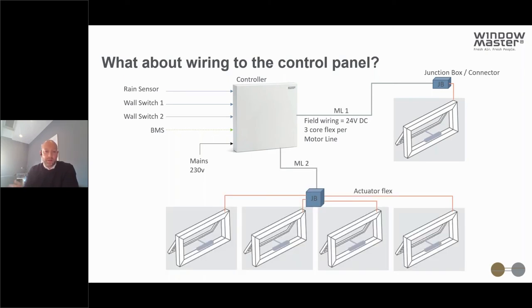As we start to get onto larger systems, which have got more than one group of windows that need to be controlled, there'll be multiple motor lines. And perhaps if you've got a group of windows that you want to control together, then you can have a number of actuators wired back into a local junction box, and then a single flex back for that motor line back to the controller. And those windows would then be operated as a single group of actuators.